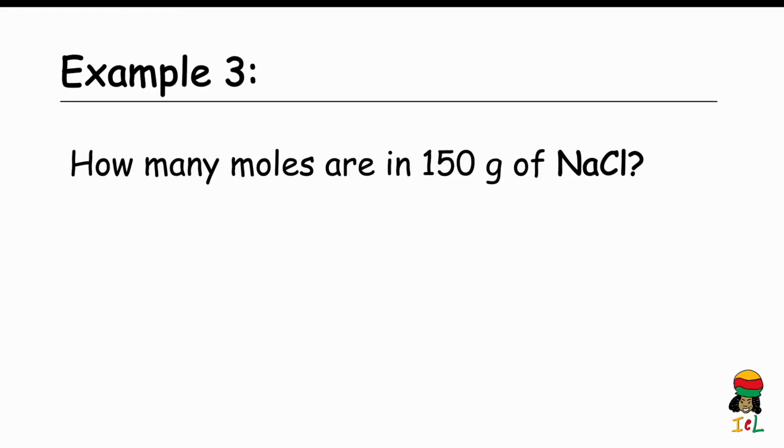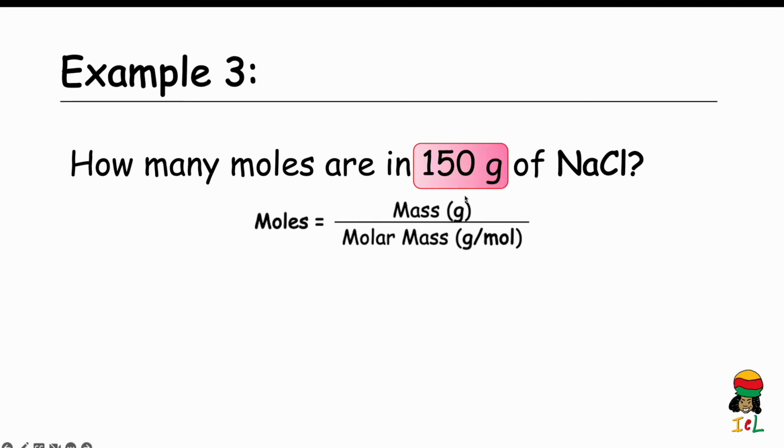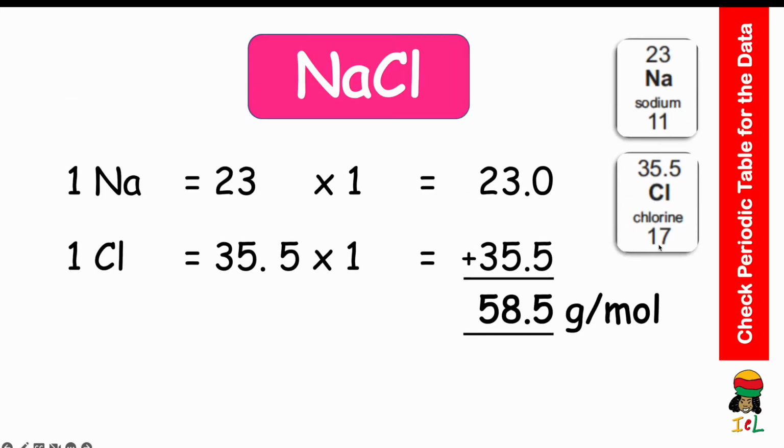Example 3. How many moles are in 150 grams of sodium chloride? Once again, we have the mass, which is 150 grams, and we can find the molar mass in grams per mole of sodium chloride. Once again, we use our data from our periodic table, where we have the mass of 1 mole of sodium to be 23 grams per mole, and there's only 1 sodium, so we multiply by the quantity of 1, and we get 23 grams per mole. For chlorine, the mass of 1 mole of chlorine is 35.5 grams per mole. There's only 1 chlorine in sodium chloride, so we have a product of 35.5 grams per mole.